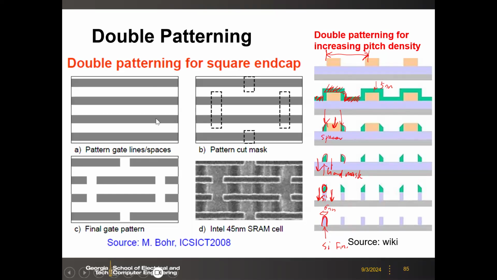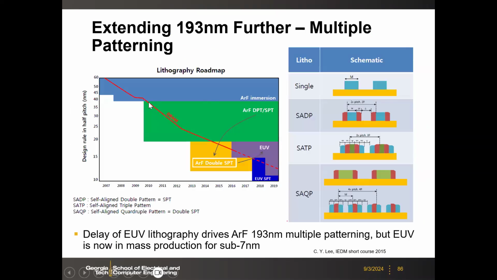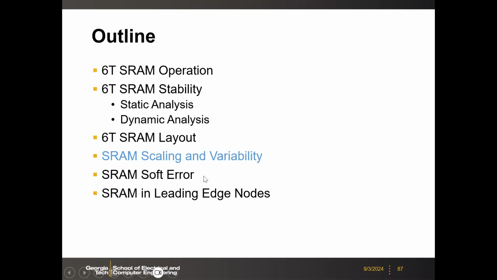Okay. So then let's talk about the lithography. As I said, you have many techniques like immersion, double patterning and OPC to extend this 193 nanometer lithography. But in today's advanced technology nodes, EUV is widely used below 7 nanometer. So this is the evolution of the lithography. All right. So then any questions before we move on?